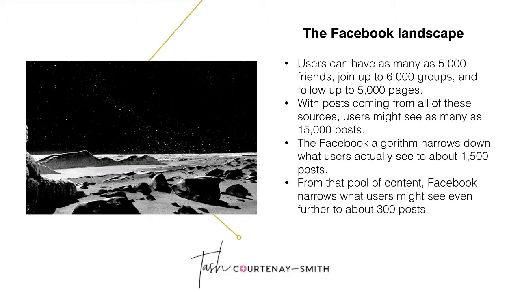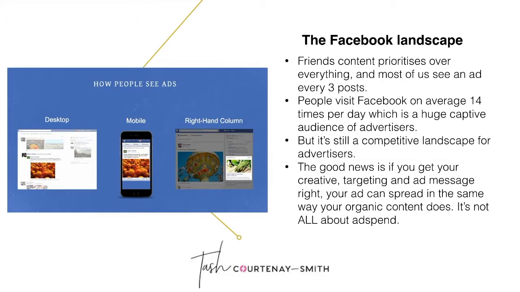You've also got to bear in mind that Facebook is a very busy landscape. We could actually see 15,000 posts per day if we maxed out our friends and groups and pages. But the algorithm, the mysterious algorithm, narrows it down to about 1,500 posts. And from that pool of content, Facebook narrows it down. So most of us see around 300 posts and ads a day. But that depends how long you're on Facebook. What you see is a direct result of how much time is spent there. Facebook prioritizes friend content over everything else, and most of us see an ad every 3 posts.